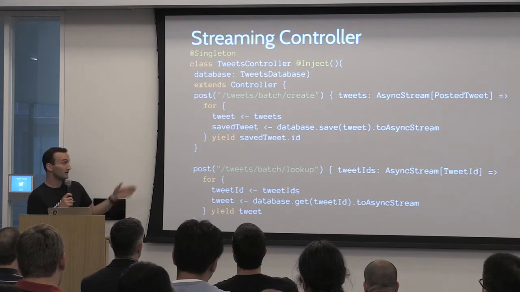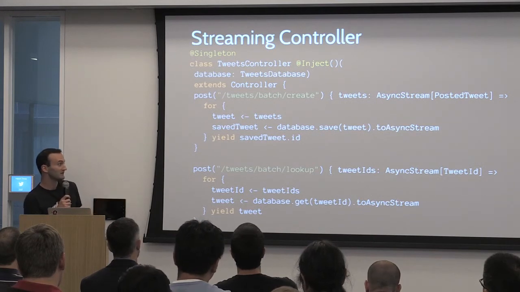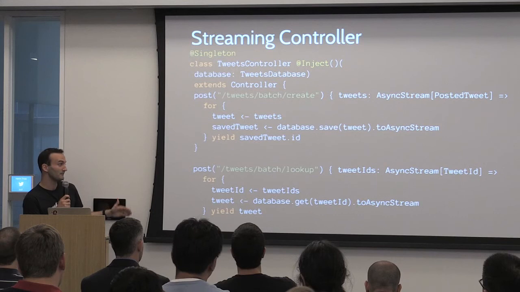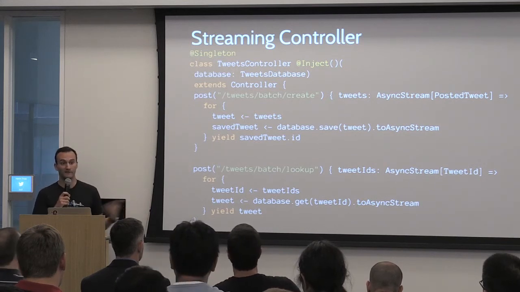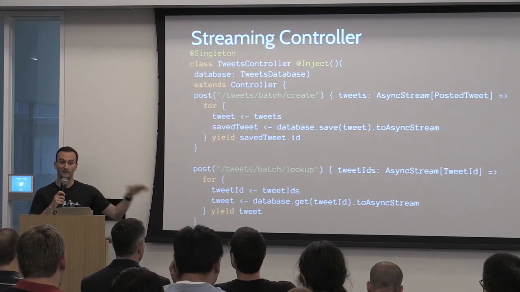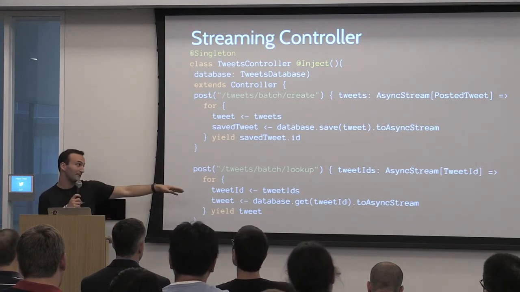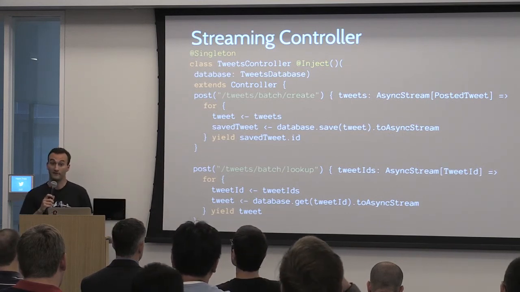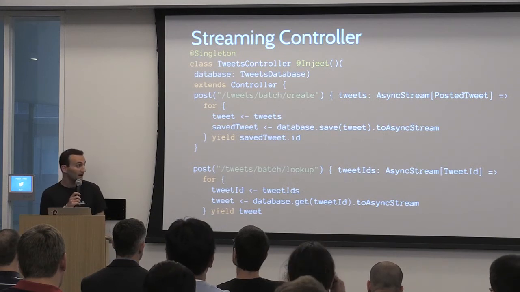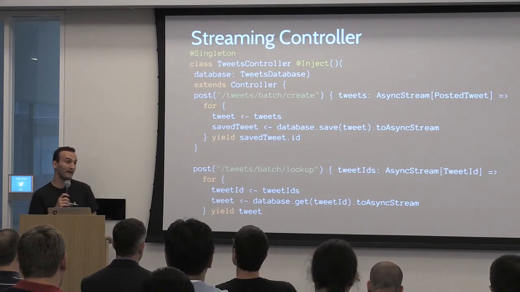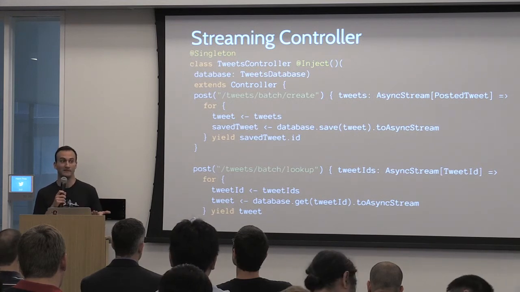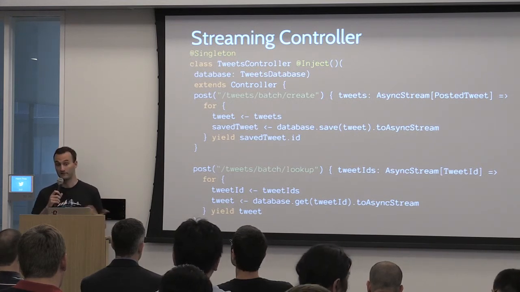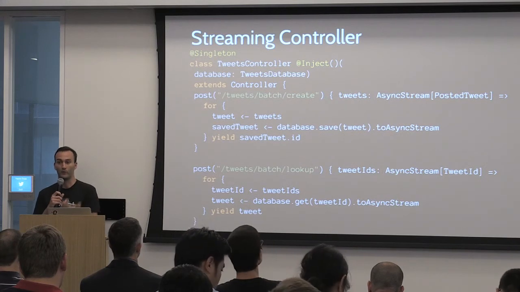Likewise, in the bottom, you could post a list of IDs. We'll look up each ID one at a time. If the ID is found, it'll be returned. If not, it just won't emit anything for that run. And the way that happens is database get returns a future option. And when you call toAsyncStream on that, if it's a future none, it's just an empty AsyncStream. If it's a future some, it's an AsyncStream with one element in it.